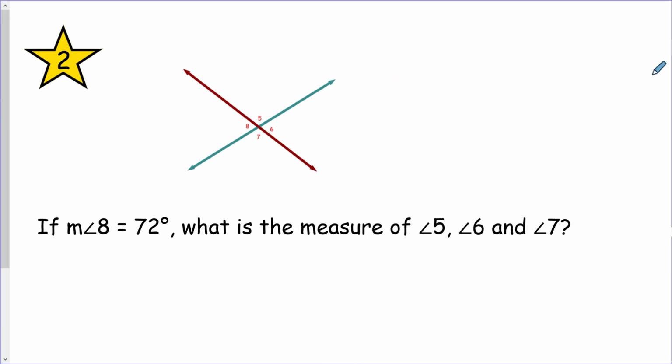All right, here's a second example. I want you to go ahead and pause the video and see if you can figure out the missing angles using what you know about the angles that you do have.